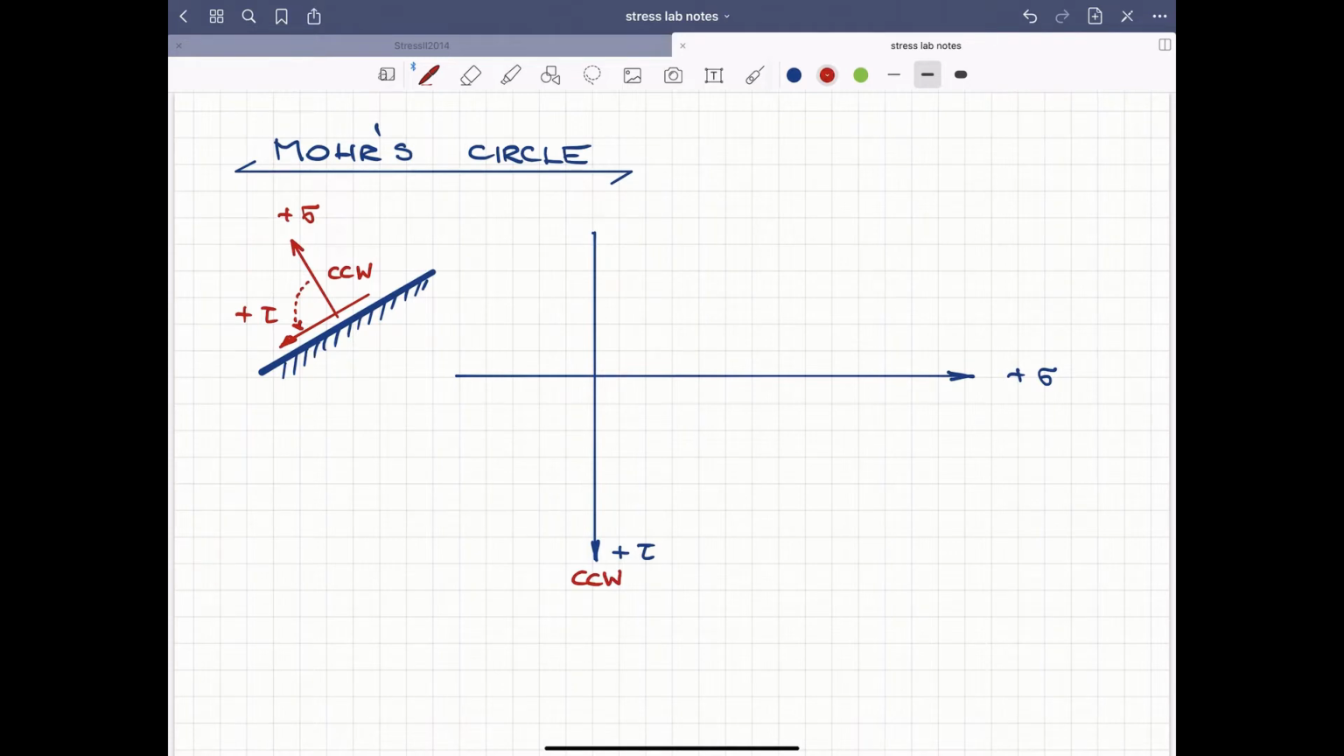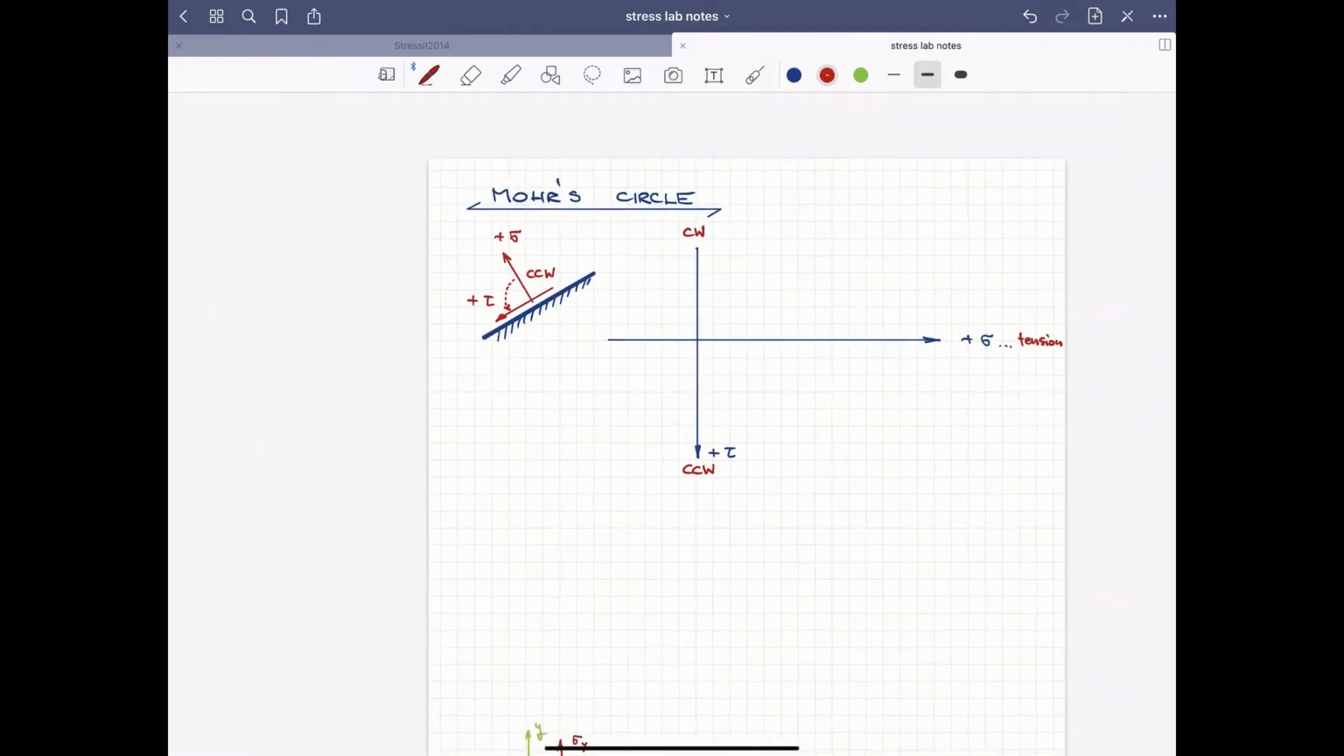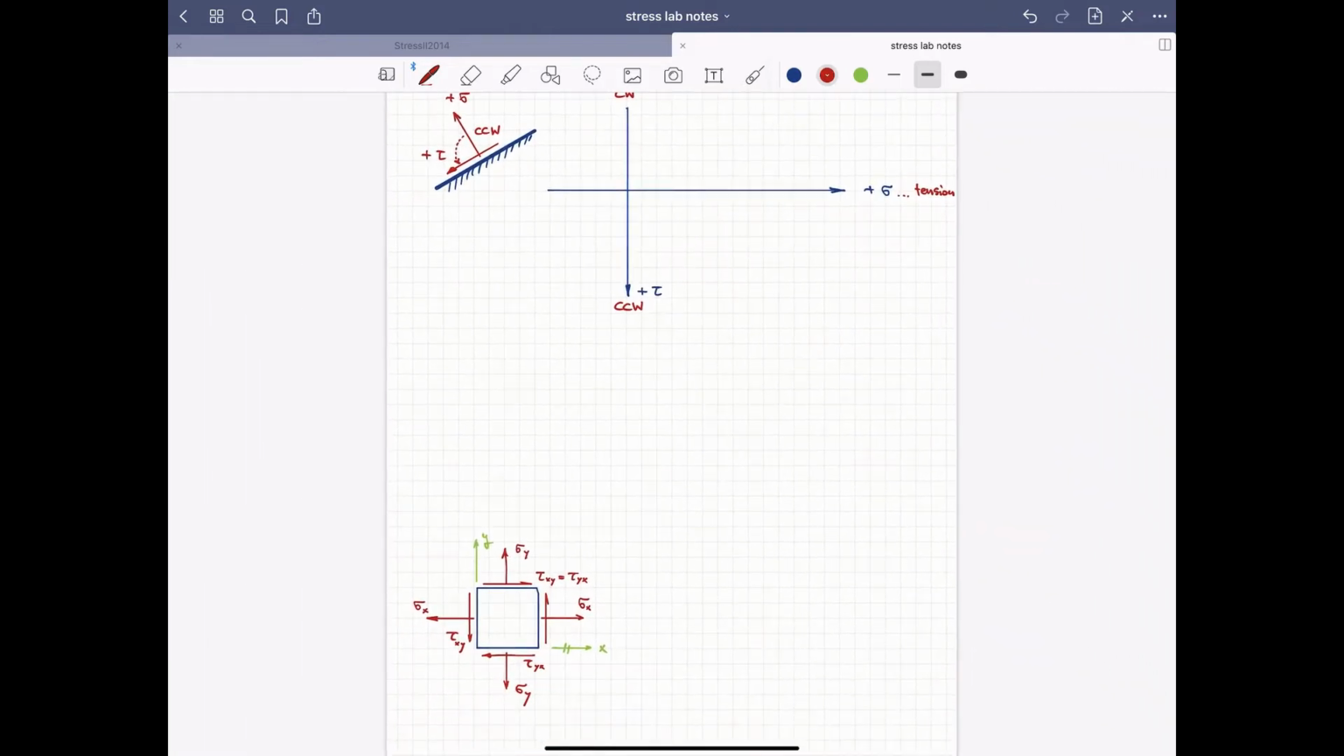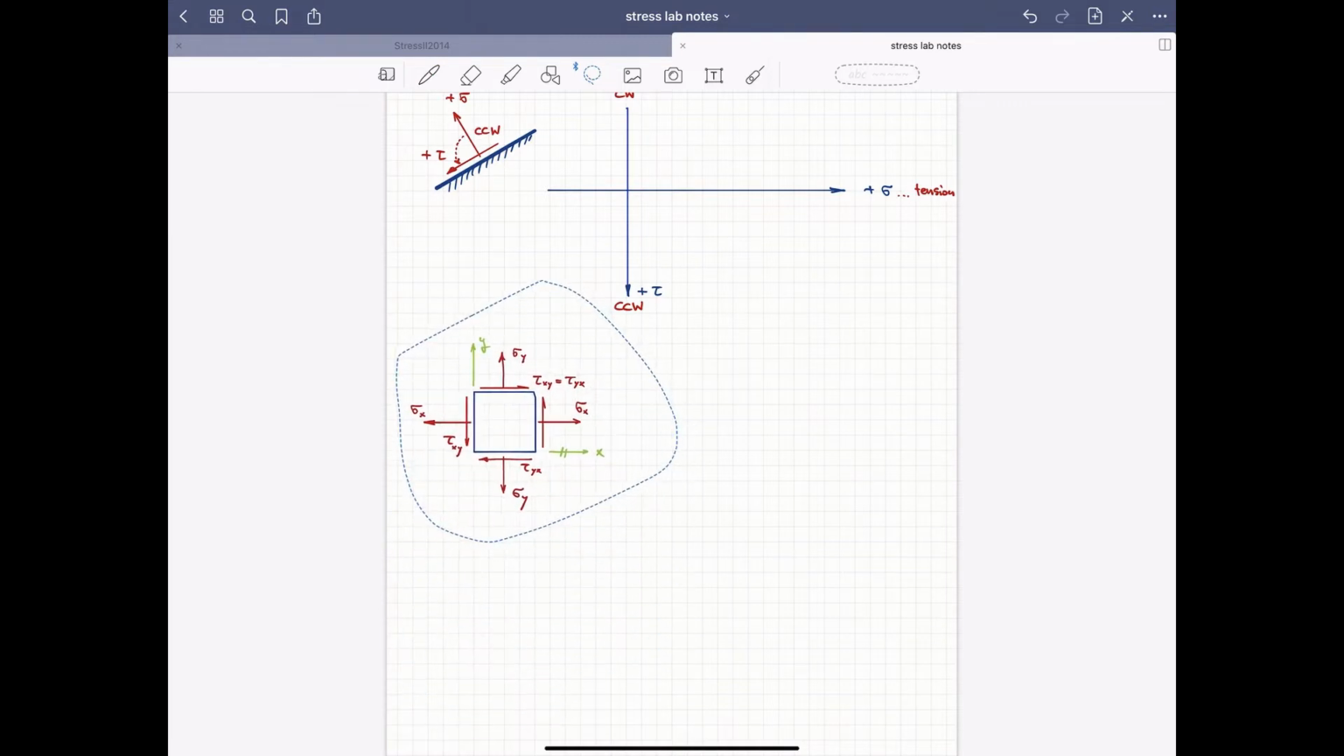Next, we are using a coordinate system in which we plot horizontally the normal stress, vertically the shear stress. The peculiarity, which is historically driven, is that we draw positive shear downwards, and we can interpret that as a counterclockwise rotation of the normal stress to shear goes down, a clockwise rotation of the normal stress towards shear goes up. Sign convention for normal stress is easy. Positive is tension, negative is compression.